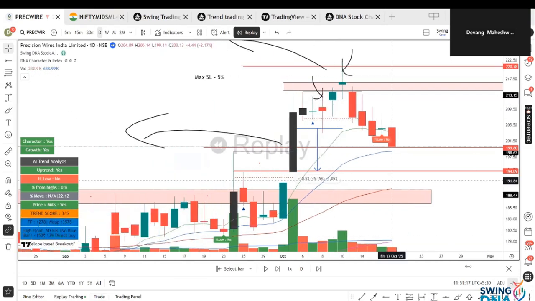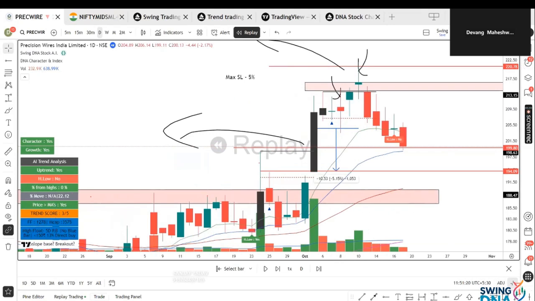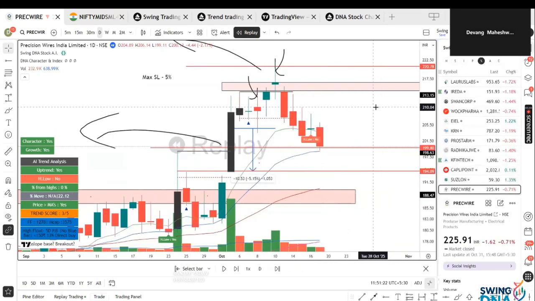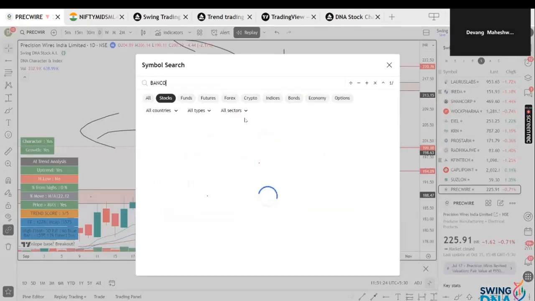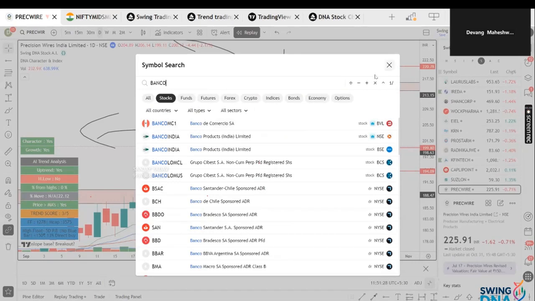Let's see some more examples. One recent trade, then Banco. And we'll see further concepts now. Okay, we talked about urgency, but what's that urgency? How fast?